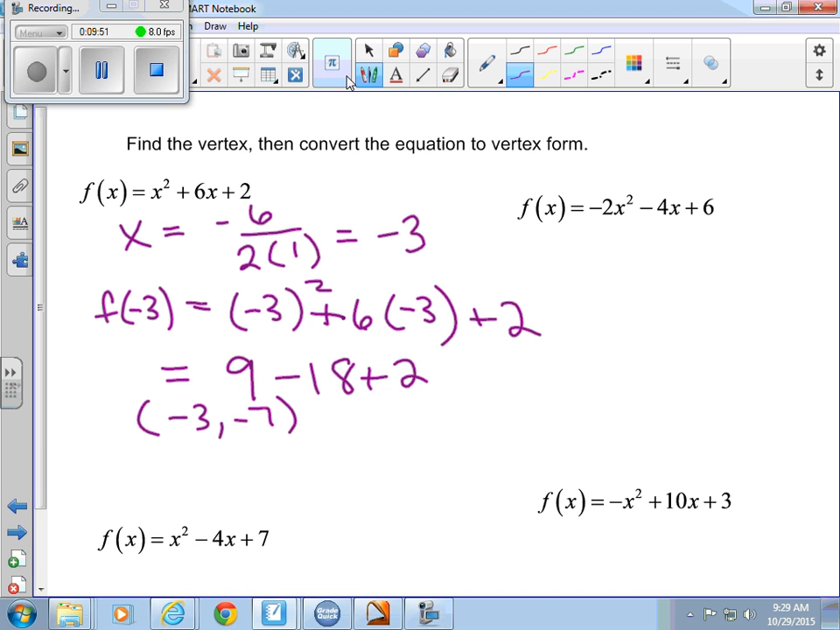Any questions so far? So what would vertex form be? What are the two things I need for vertex form? 9 minus 18 is -9 plus 2 is -7. And again, you could just type this whole thing in the calculator. It would also tell you -7 either way. I got lazy and didn't want to pull my calculator screen up.